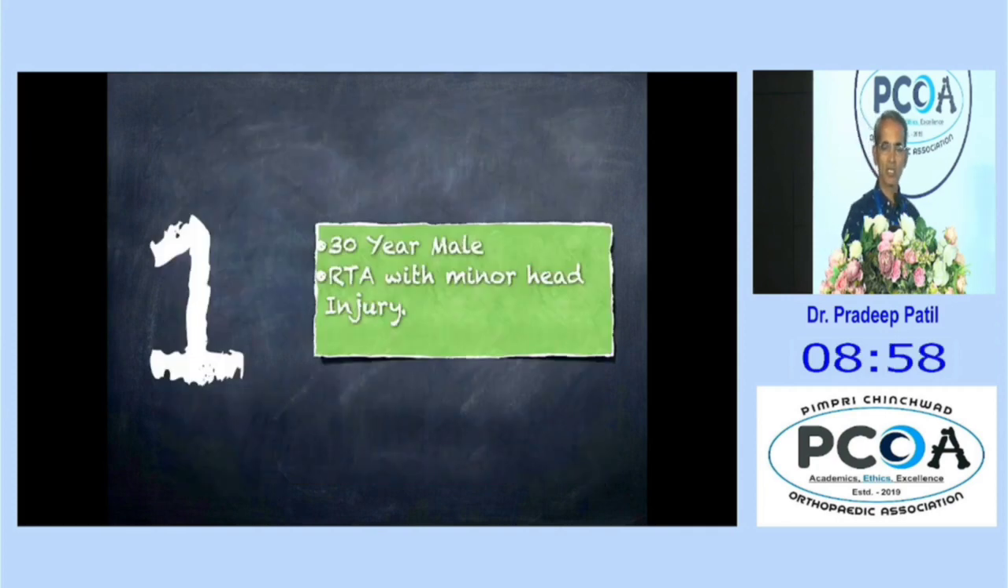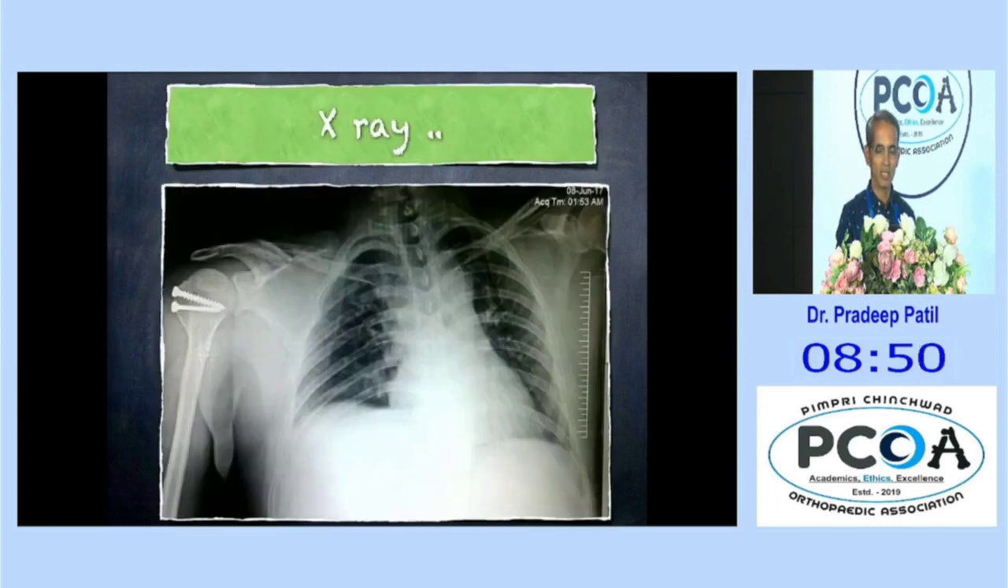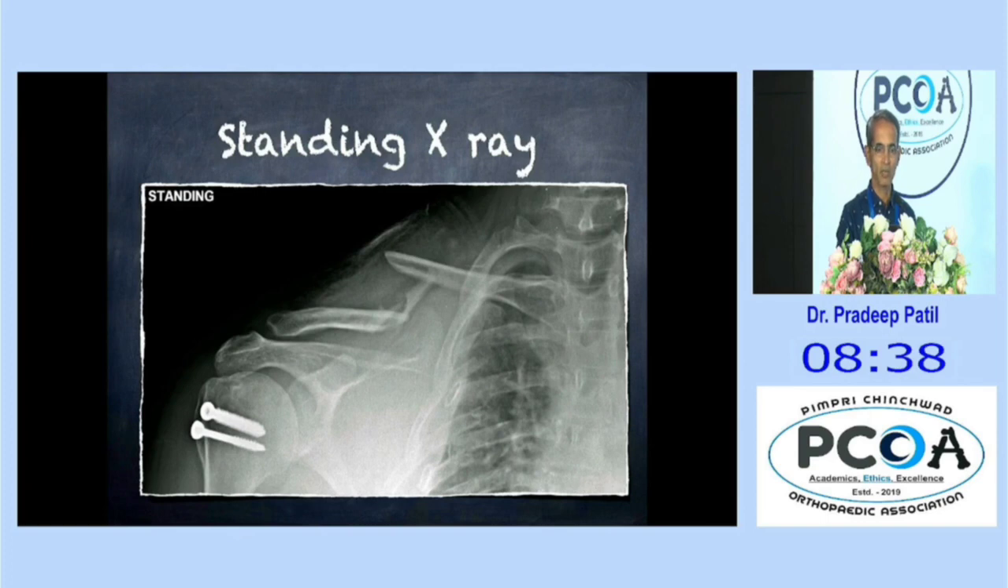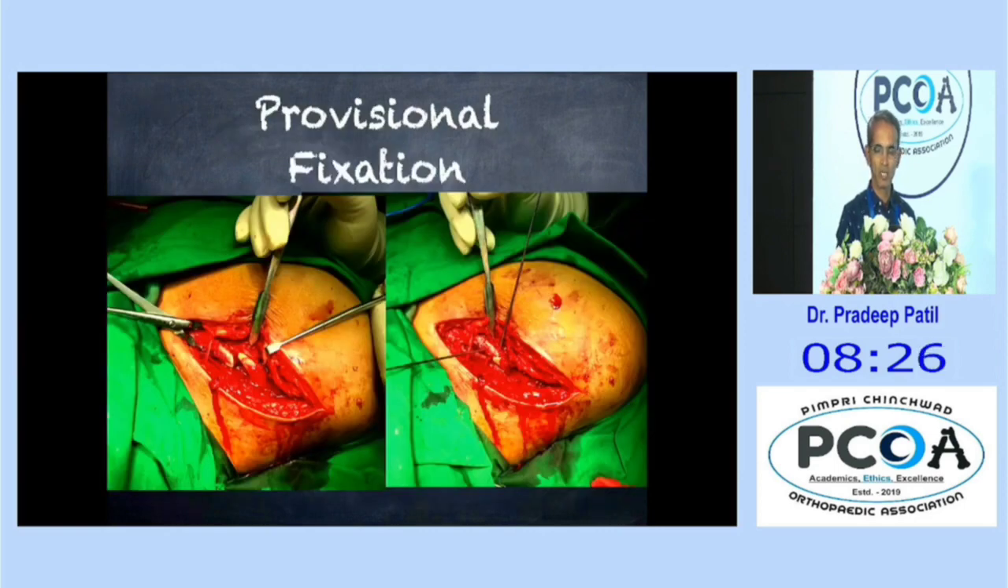First case, it is a 30-year male patient with road traffic accident with clavicular fracture with head injury. This was the X-ray taken, and looking at the X-ray, we can think of it as a very undisplaced fracture. But when you see the patient clinically, in sitting position, it looks like this. And when you take a stress X-ray, the picture is like this. So always for a clavicular fracture, you should have a stress X-ray as well as X-ray in both planes. As it is displaced more than 2 centimeter, open reduction was done. That butterfly fragment is fixed and then neutralized with the plate.